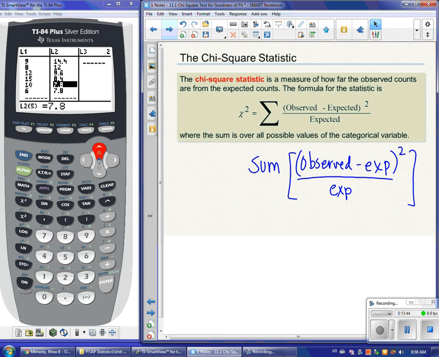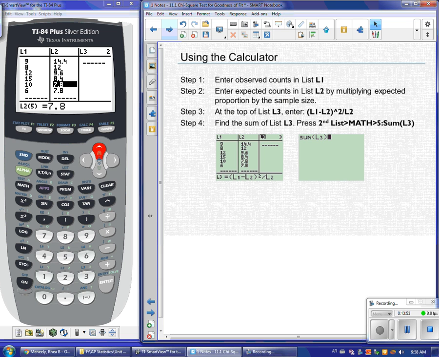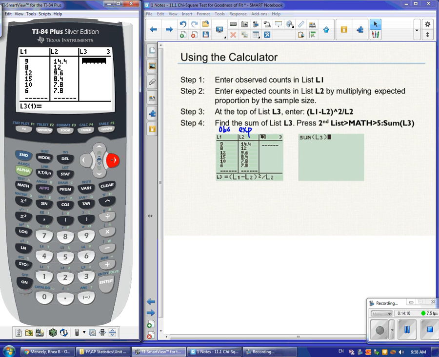So this is actually an operation that we can do in our lists. Okay, so we're going to need to do it one step at a time. And notice the instructions are on your paper. So I already have in list 1 my observed counts. In list 2, we have what we expect to see. And then in list 3, I want to enter, so we're going to go to the very top of list 3. In parentheses, I want to do my observed minus expected.